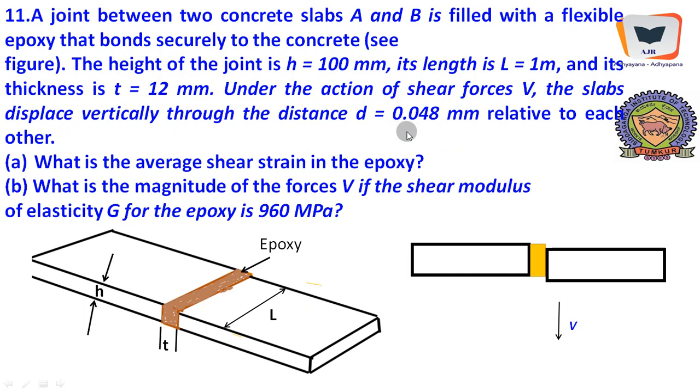You may recall that whenever we define shear strain, it is the amount of dislocation per unit height, the dislocation of a point at the extremity relative to the other. What is the average shear strain in the epoxy? What is the magnitude of forces V if the shear modulus of elasticity G for the epoxy is 960 MPa?